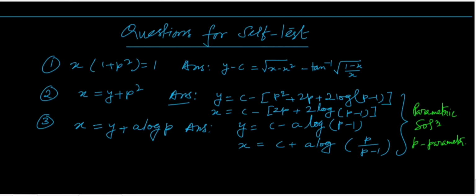But it is hard to eliminate p values from these two, so we put it in this form where p is a parameter. That's all. And this solution is called a parametric solution. And again, for the third one, the solution is in parametric form. P is the parameter. We have two relations for x and y which are in terms of p. So the general solution will be the relation between x and y by eliminating p from these two relations. Thank you.